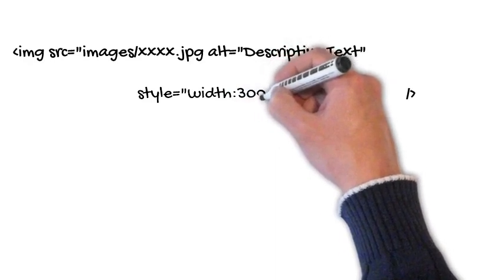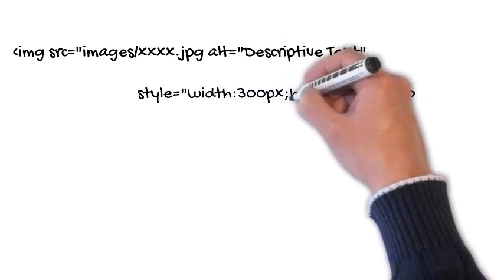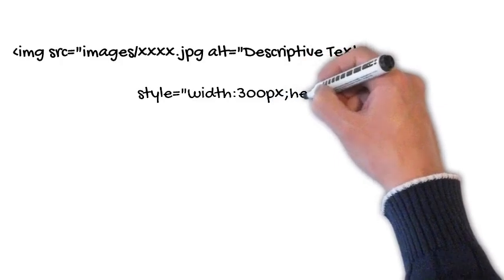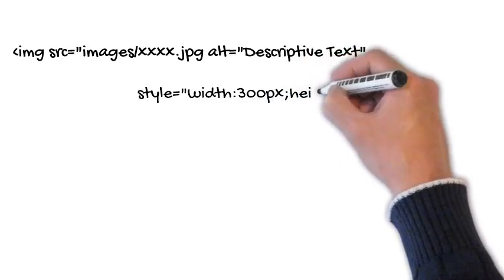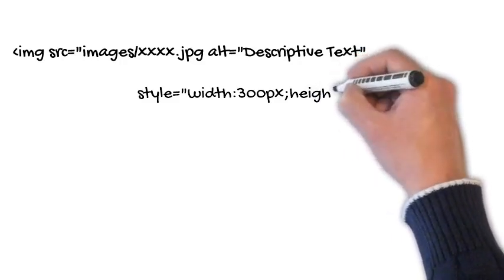We're going to put all that right in before the end of the tag, and that's going to tell our browser, take that picture and display it with a width of 300 pixels and a height of 300 pixels. That's going to be a square, but I want it to look that way. In web design, pixels are a unit of measurement. For now, that's all you need to know.